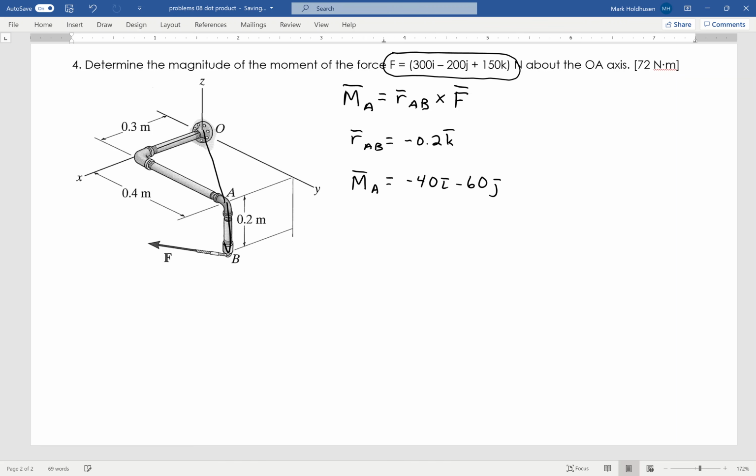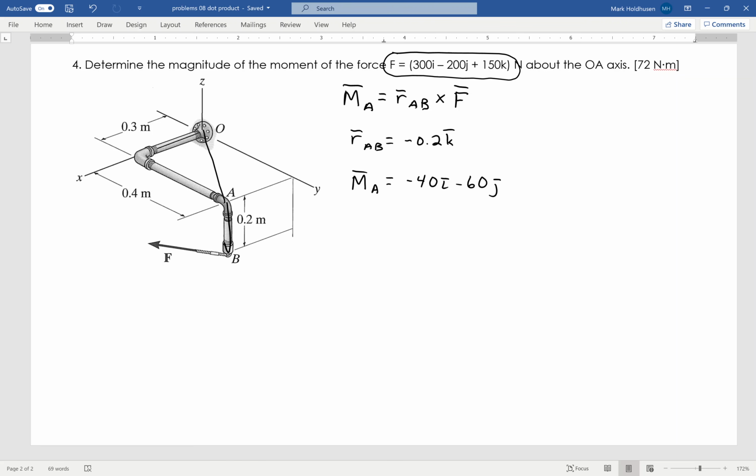And again, I can choose my R vector to go from anywhere along the axis of interest to anywhere along the line of action of the force. The easiest way to do that is from A to B because it's just the simple negative 0.2 K. So now I have the moment of this force about point A, but I want to find out how much of that is about the OA axis.